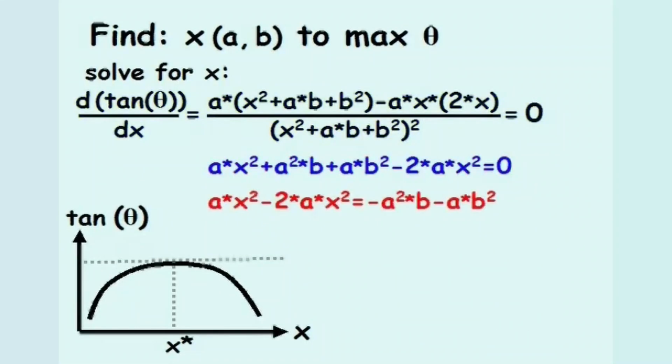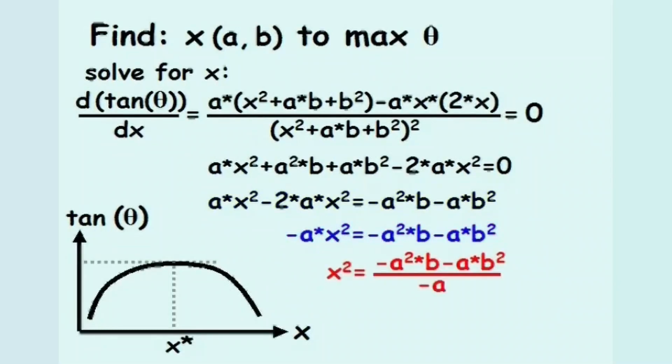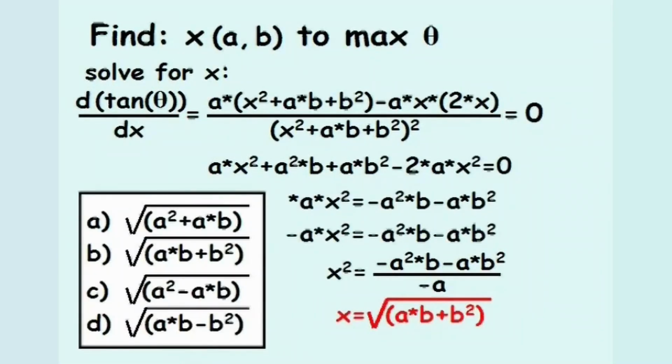After dropping the denominator, isolating the x term, simplifying the left-hand side of the equation, dividing by negative a, and taking the square root, we find the value of x equals the square root of the quantity a times b plus b squared. At this distance, the angle of the picture subtended by the observer's position will be maximized. When reviewing the possible solutions, the answer is B.